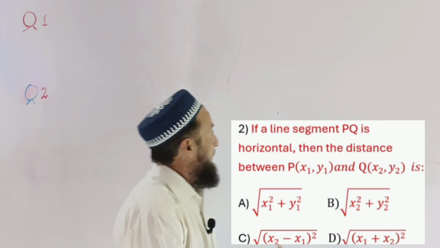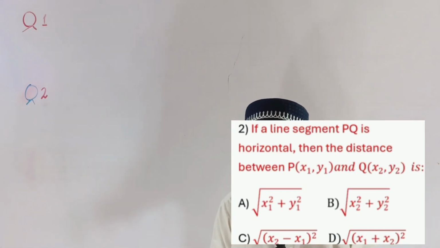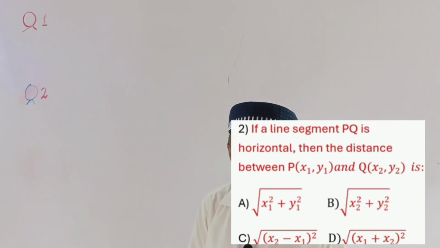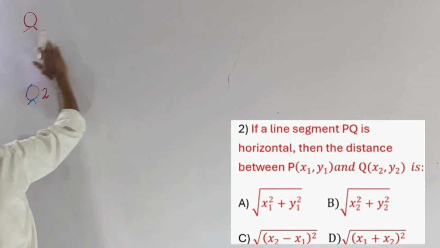And question number 3 is on the screen. The question is: the perpendicular distance of the line 3x plus 4y minus 1 is equal to 0.